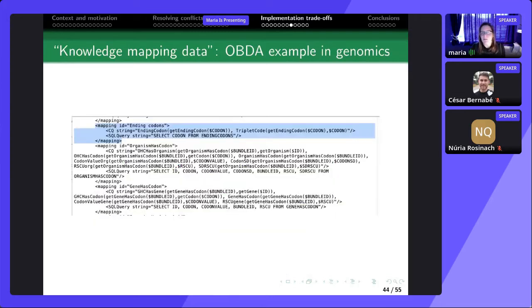And here's an example of how declaring the mapping actually works out. For instance, you have a mapping ID, you have something that comes from the ontology and an SQL string. That can be a simple one, as you see here. They can be very elaborate and very large, especially the SQL queries, if you need to combine the answer from multiple databases for that.